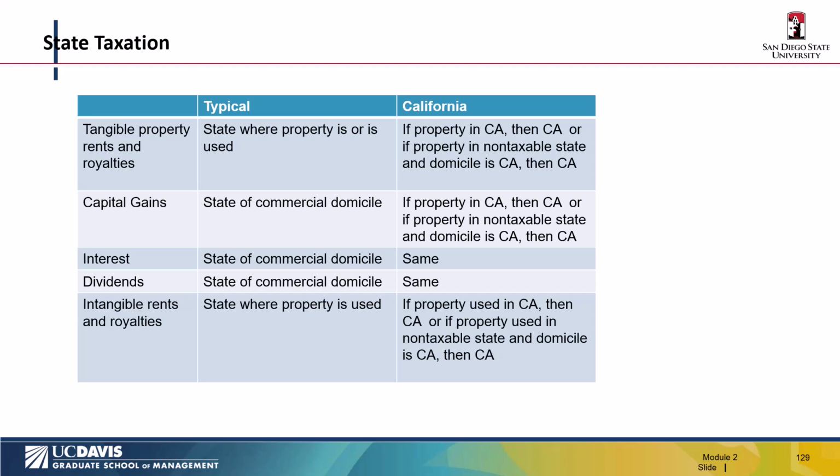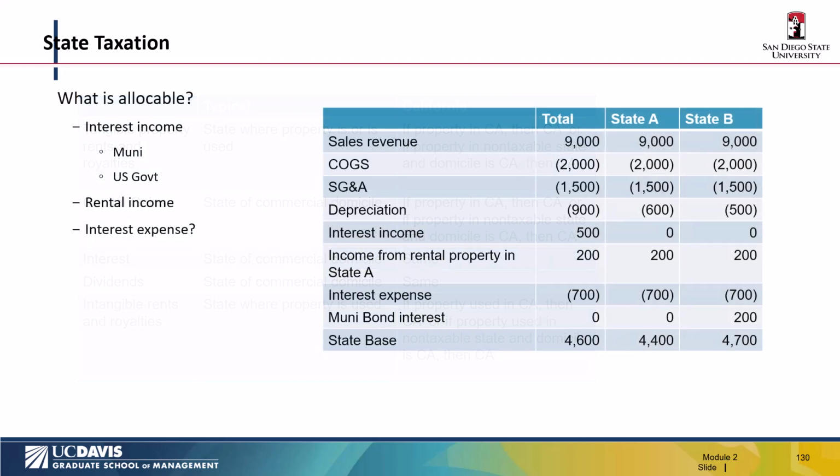Capital gains: state of commercial domicile. Interest and dividends: state of commercial domicile. Well, what is commercial domicile? That is not where you are incorporated. Instead, it represents where the center of your operations is, so we typically think about that as your corporate headquarters. For intangible rents and royalties, it's where that property is used.